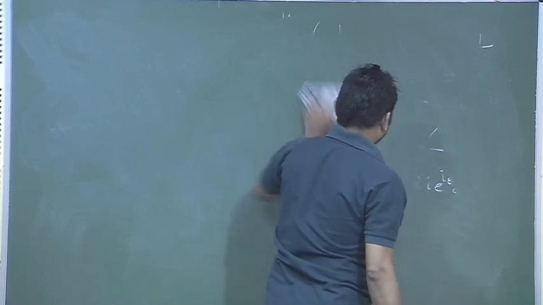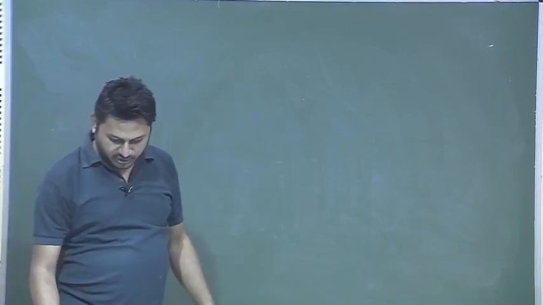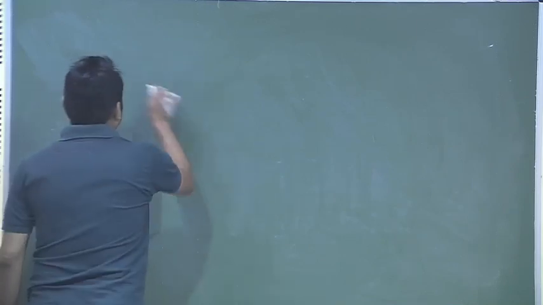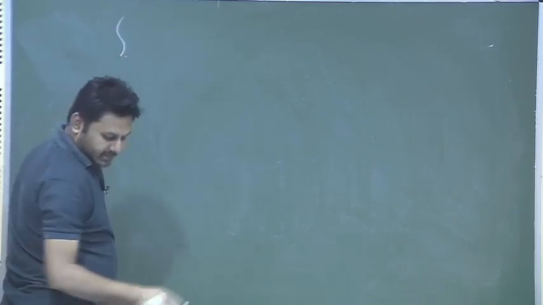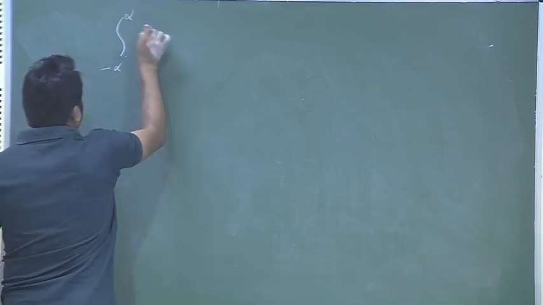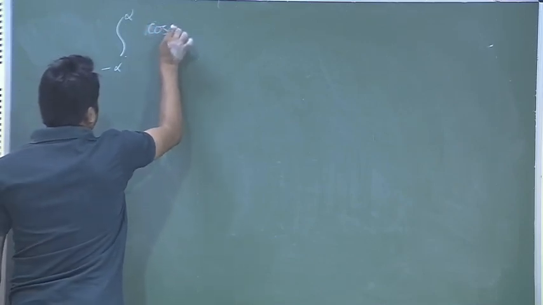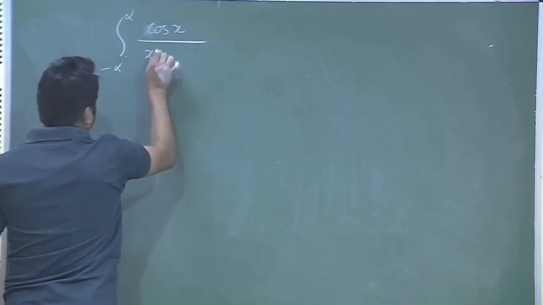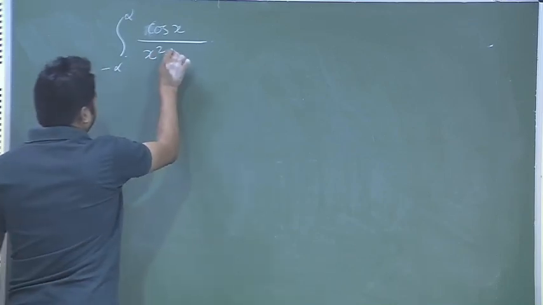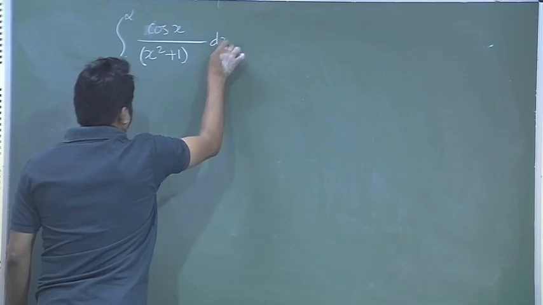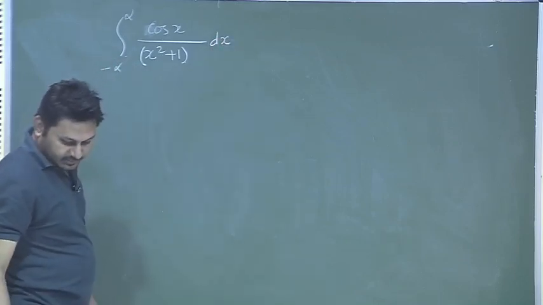Okay, quickly we will take another example where two functions are associated. So, let me check what example is in my hand right now. Okay. So, I have this integration, minus infinity to infinity, cos of x divided by x square plus 1. This is the integration I need to evaluate.